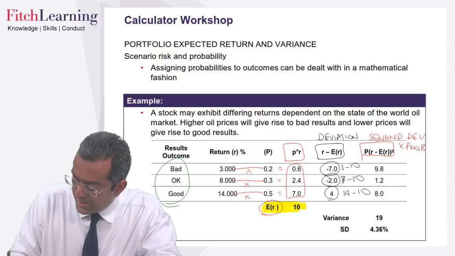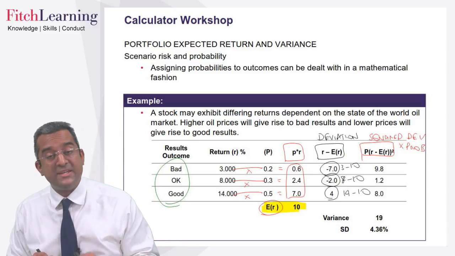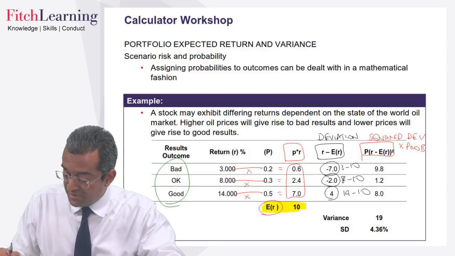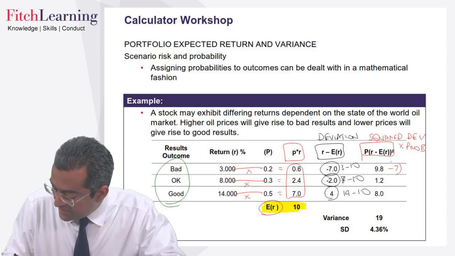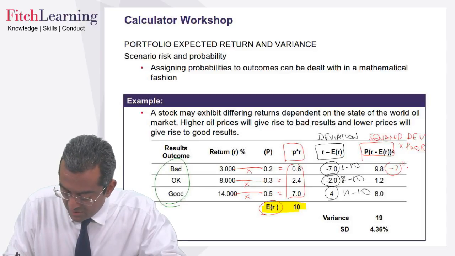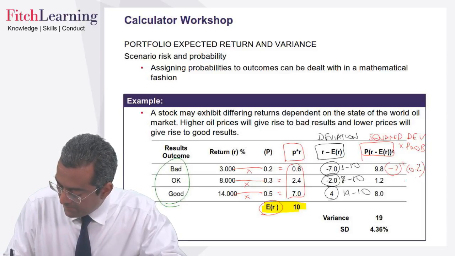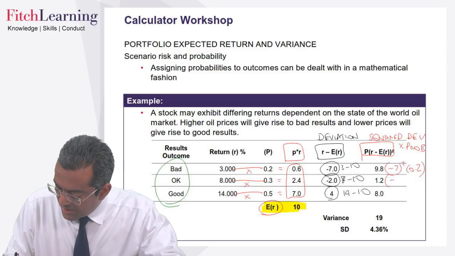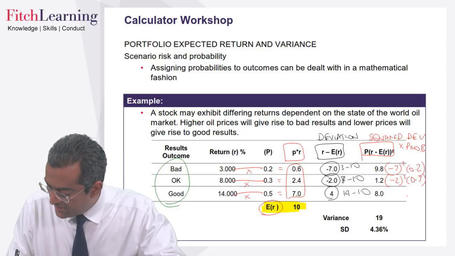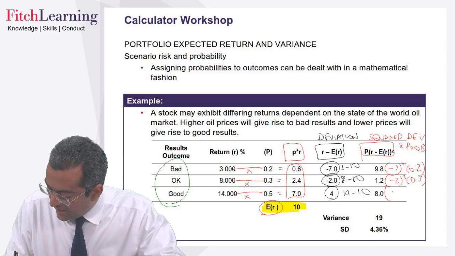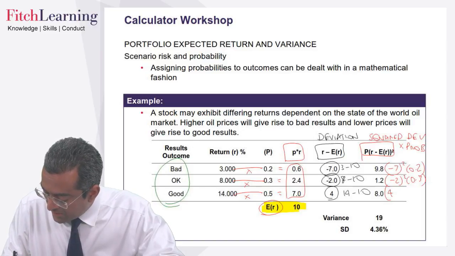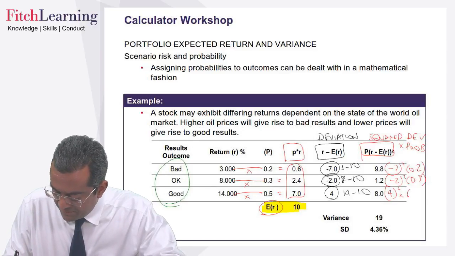Multiplied by the probability, because now we have to give it a weighting. This is how we do it manually, if you're doing it. So for example, minus 7 squared, give it a weighting of 20%. Or we've got minus 2 squared, give it a weighting of 30%. Or give it 4 squared, sorry, and give it a weighting of 50%.